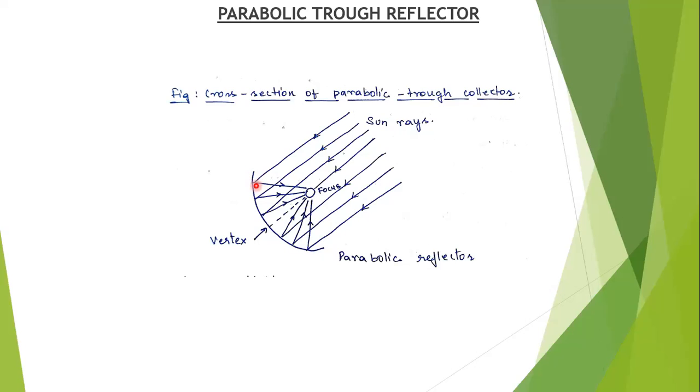Different number of strips means it is not an even surface. It is called laminated like that. So a number of reflector plates are collected to form this shape. Solar radiation is brought to a focus by the parabolic trough reflector.